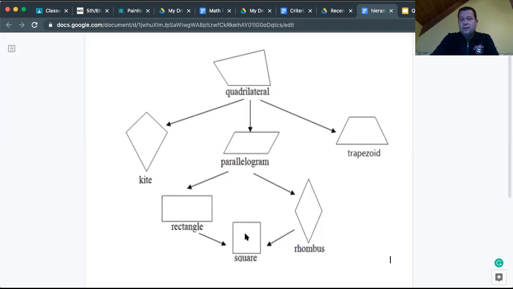So if you have a square and they ask you to describe the square or define the square, you can say a square is a rhombus, a rectangle, a parallelogram, a quadrilateral, and a polygon. That is the idea of the hierarchy. And hopefully that will help you answer your questions for today.